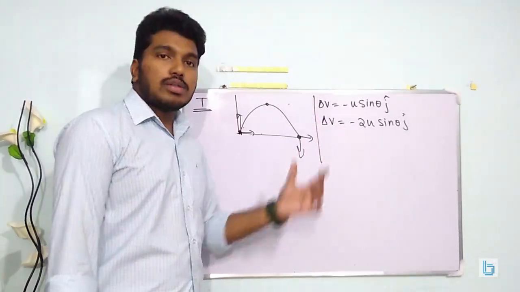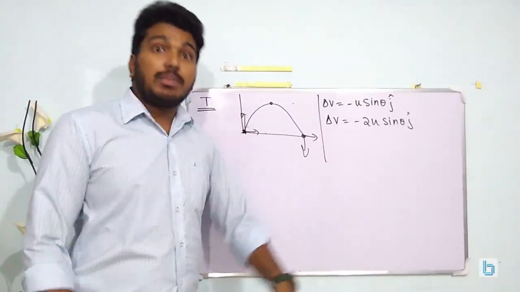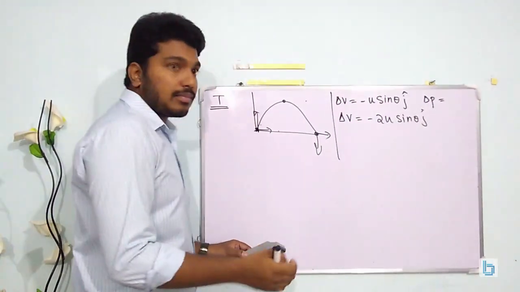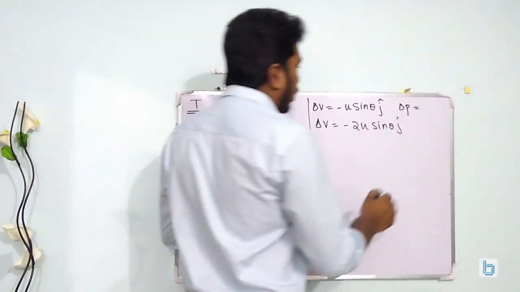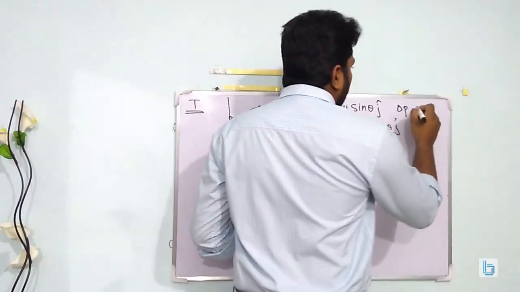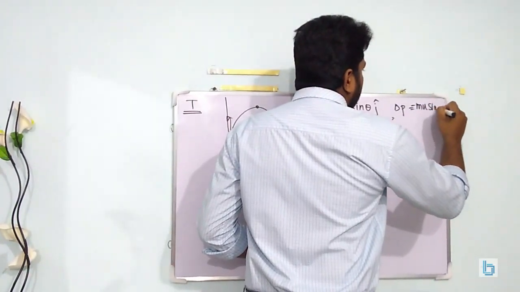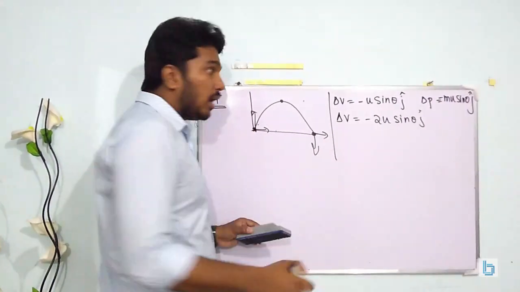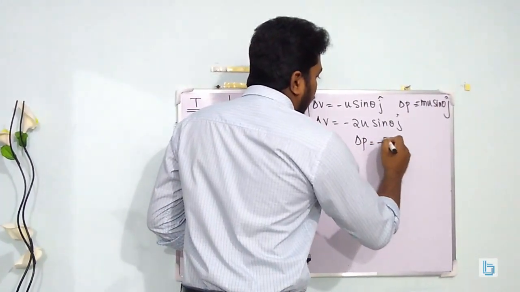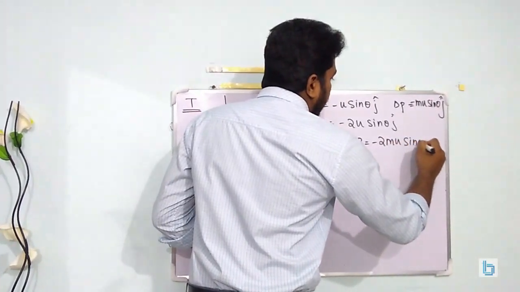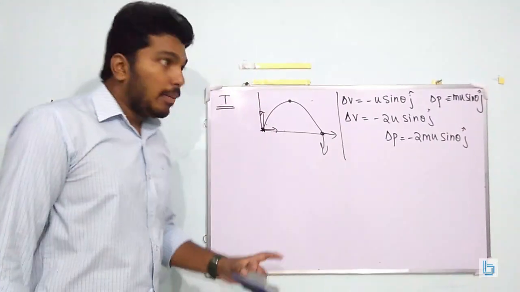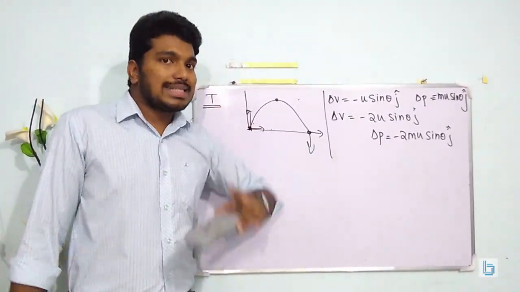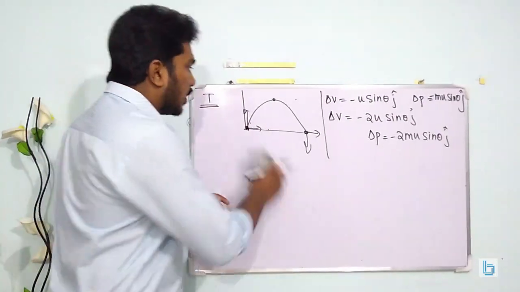So from the change in velocity, we can also find the change in momentum. What will be the change in momentum between the initial point and maximum height? Multiply by m, nothing else. So minus mu sine theta j cap. Similarly, between the starting point and the point where it hits the ground, the change in momentum will be minus 2mu sine theta j cap. Clear? The change in velocity and change in momentum between the corresponding points was a previous year question. Okay, so now coming back to time of flight.